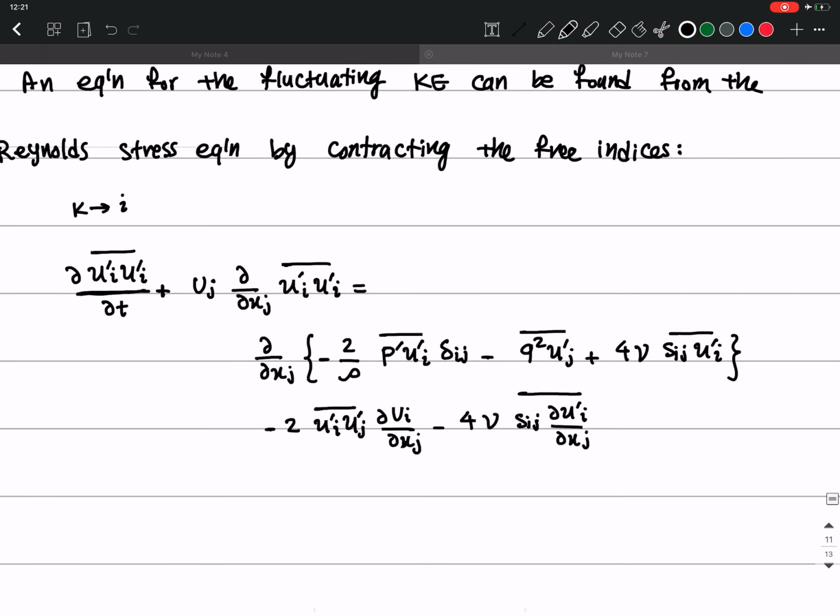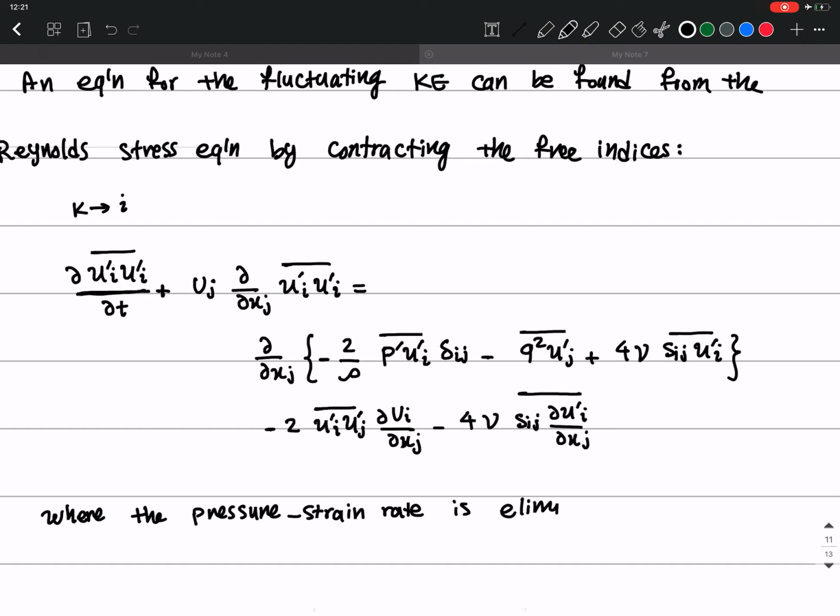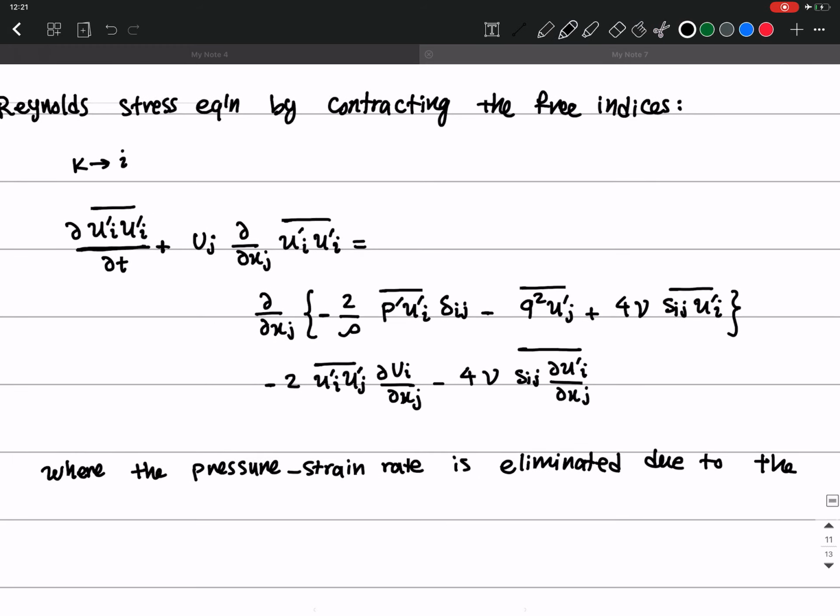Another thing that we did here: the pressure strain rate term is eliminated due to the incompressibility condition, that is, partial u prime i over partial xi equals 0. We know that, right? This is the divergence of the fluctuating part.